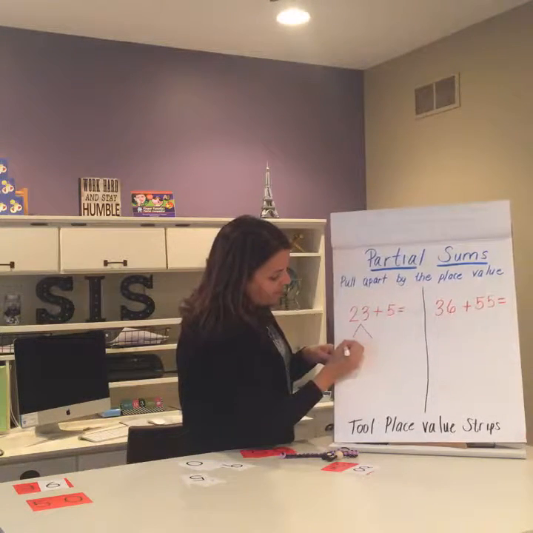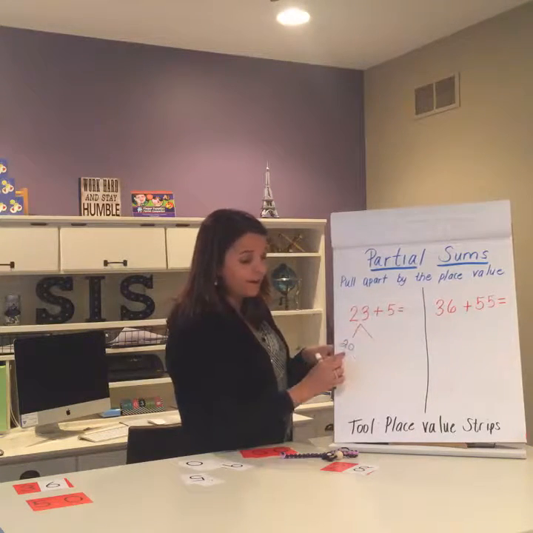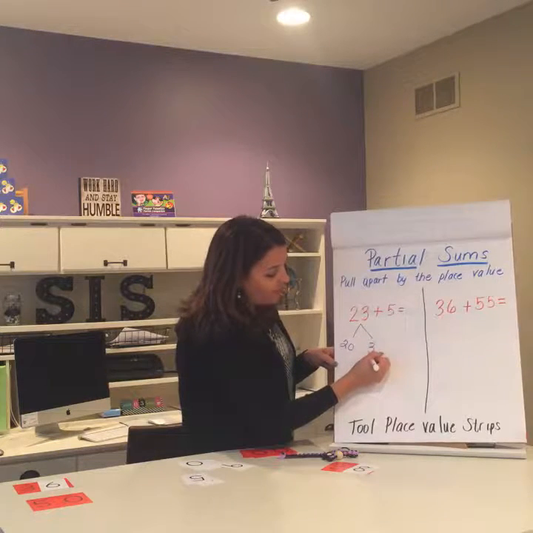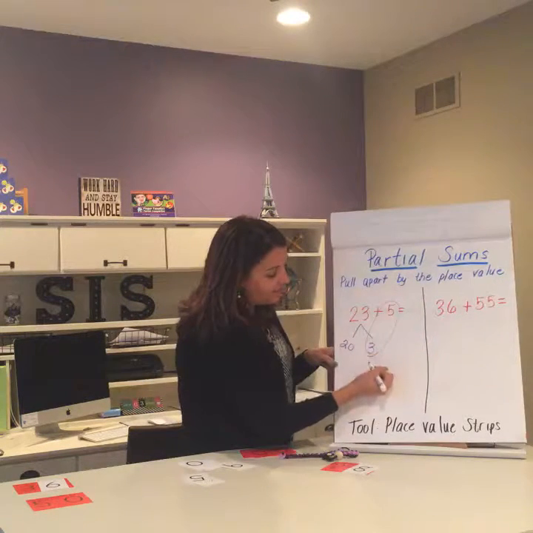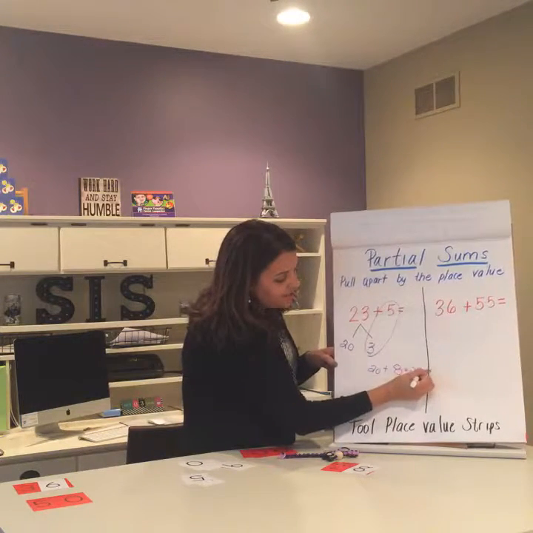So to model that, I'm going to decompose my 23 by its place value, which is 20 and 3. I know this fact here is pretty easy because it's 5 and 8. 5 and 3 is 8. So I'm going to go ahead and put my 8 and add it to my 20 to get 28.